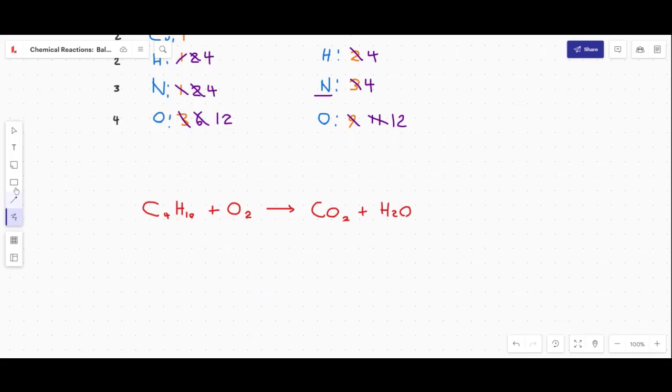So the tricky thing about this, when you're balancing it, is that sometimes these can be fairly easy, but sometimes it requires you to go back and forth a few times. This is actually one where you have to go back and forth a few times, and I want you to be prepared for something like this.